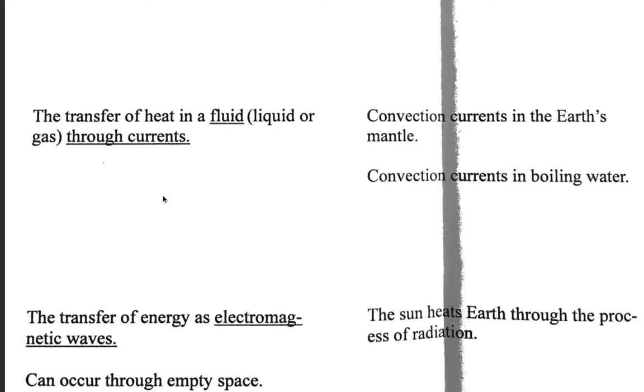The next one is convection. This happens all the time out in nature. We have convection currents in the ocean. We have convection currents in the air that make our weather. When we boil water, we're making convection currents. So anything that has a current is going to be convection. It tends to be through liquid and gas only.